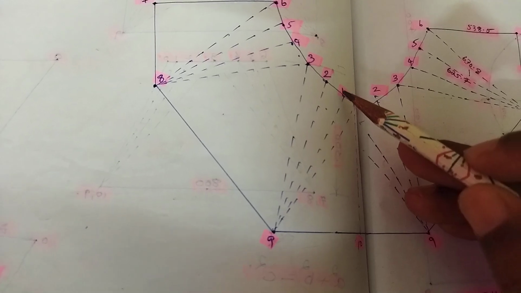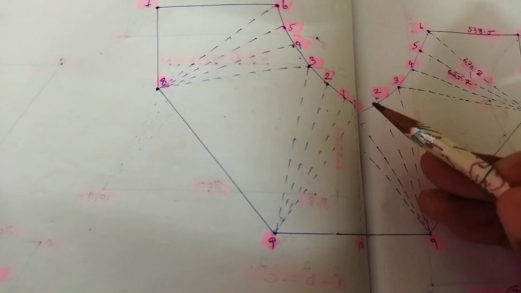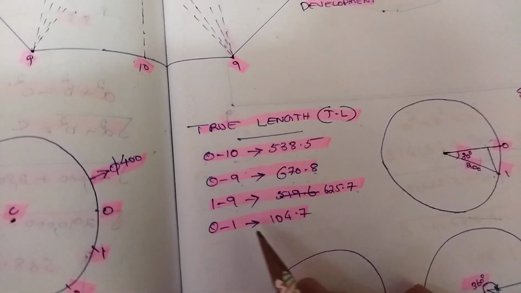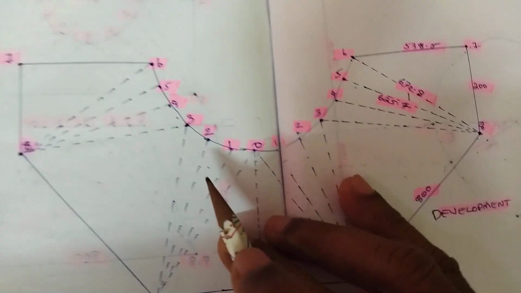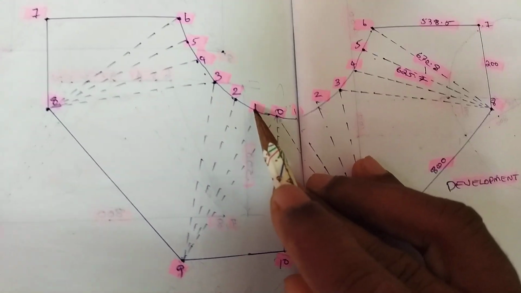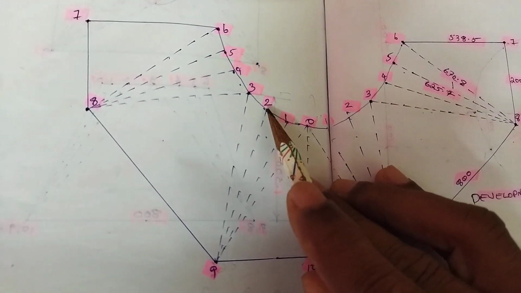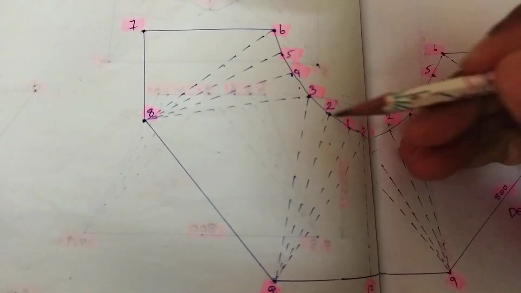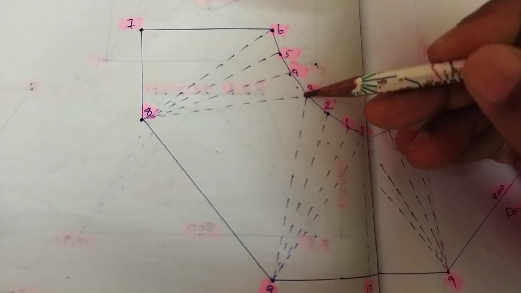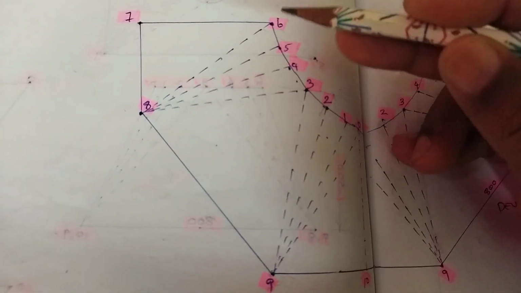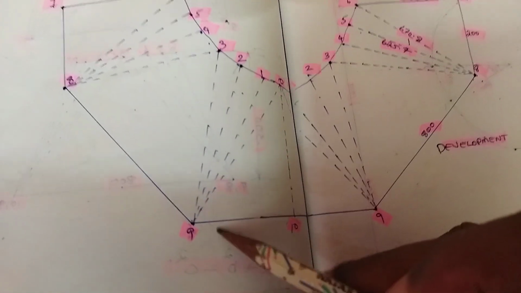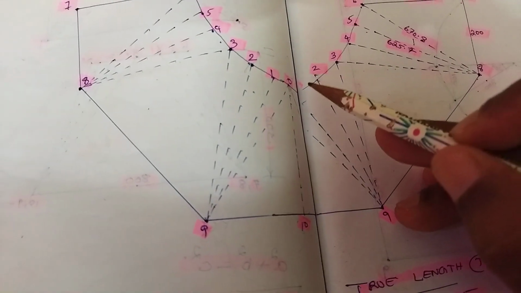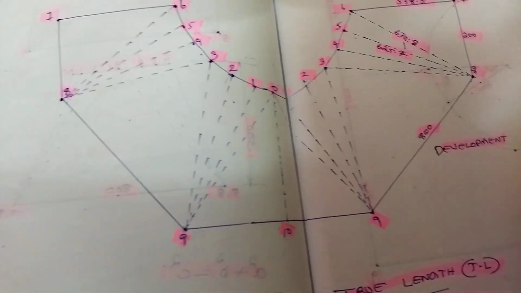Where will this one reach? For that purpose, 0 to 1, how much will it be? 104.7. 104.7 has to be marked here. This is also 104.7, all are 104.7. From here to here 104.7. Here also 104.7. Whatever we are marking here, the same thing has to be marked here also. So 9 to 1 we have marked. At that time itself we have to mark 9 to 1 from here to here also.